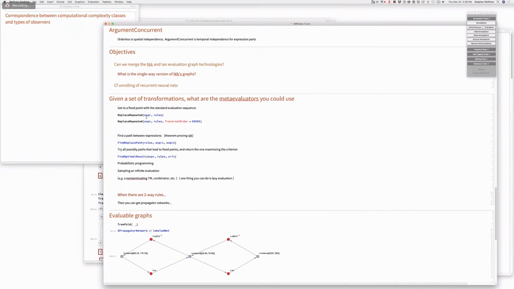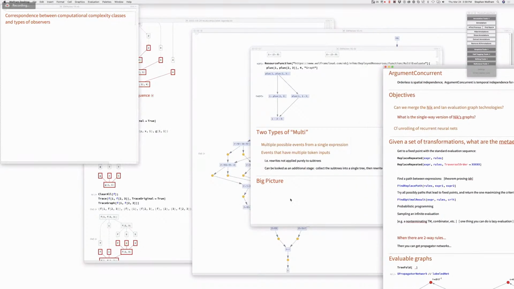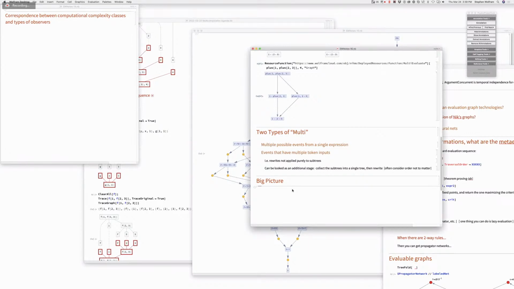This whole idea, which I've been through many, many times now: in the multi-evaluator, we want to say essentially multi-evaluate of expr, and it produces some kind of computation object, which is lazily computed, could be infinite, could be non-terminating. And then we can ask of that computation object, e.g., find a path from expr to expr 2. That's essentially a theorem proving question, otherwise known as find the replace path. That's one type of thing.